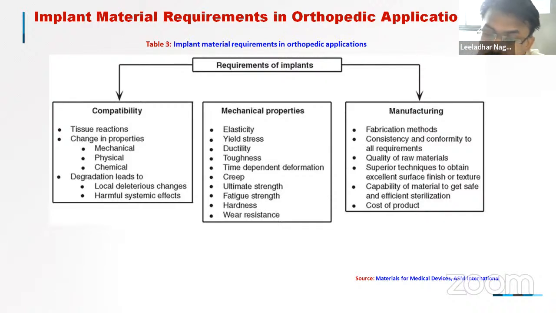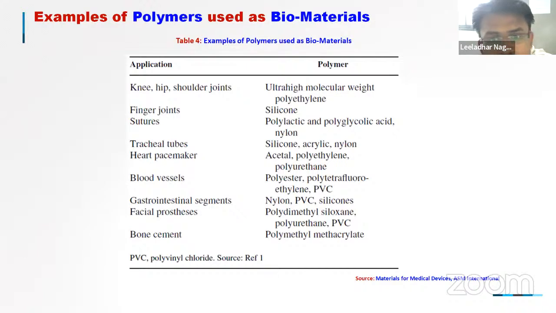How much of that cost? In particular, whenever we talk about the designing of the products, ultimately we have to come up with the cost effectiveness of that particular process. Cost effectiveness is a very important criterion, a very important variable in the process development. These are all about the polymers.